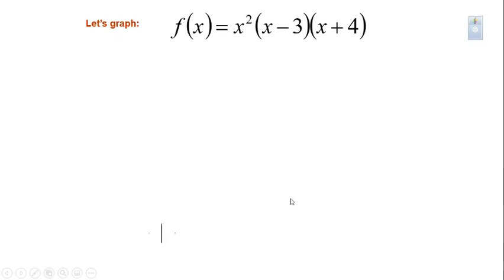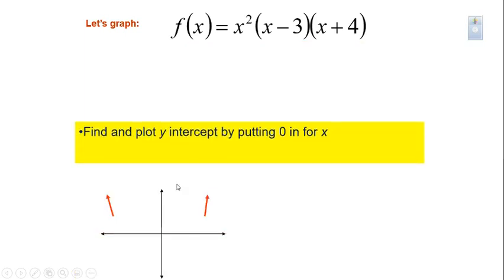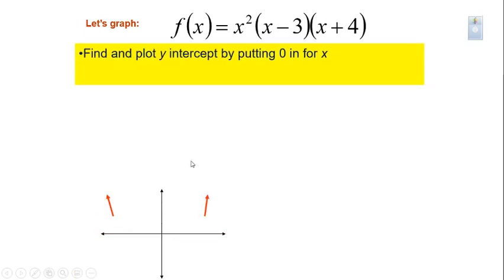Now let's keep going here. We now need to find out what the y-intercept is. We simply plug in 0 for x, and as you see, when we plug in 0 for x, we get y equal to 0. So the y-intercept is the origin, the point (0, 0). Now let's find out some x-intercepts.